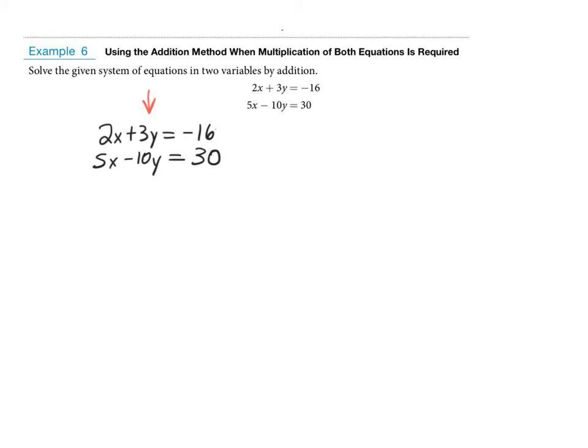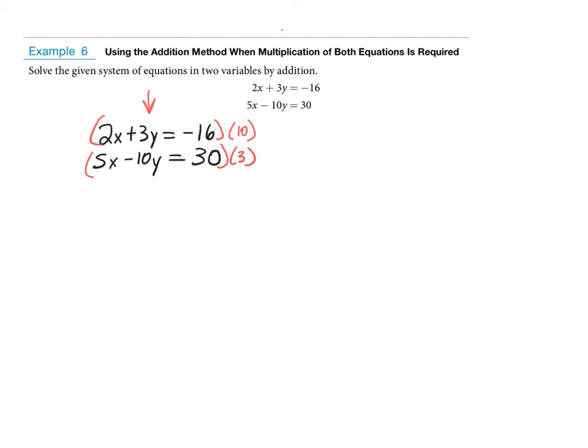Picking the number you multiply by is a little bit like finding a least common denominator and figuring out what you need to multiply fractions by to get that least common denominator. You are looking for the least common multiple of the two numbers that are already there. Sometimes this is easier to do than others. In this particular case, we're going to wind up just multiplying 3 times 10 and getting 30. Okay, so to get 30 on each one of those, I'll need to multiply the first equation by 10 and the second equation by 3.